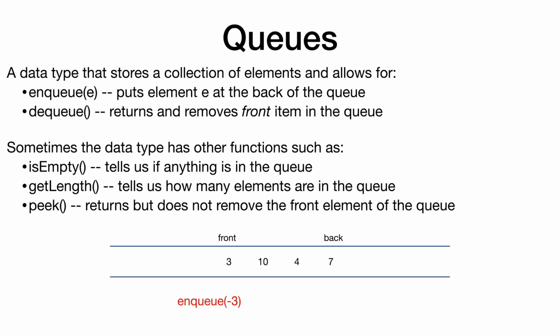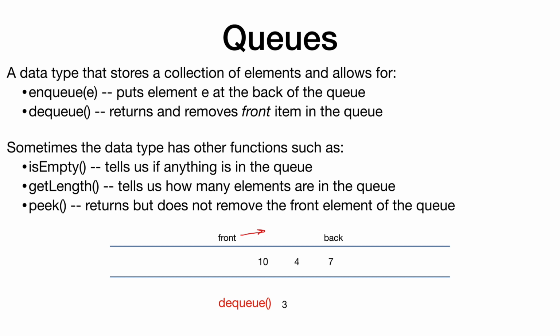Just like we saw before, enqueue of -3 is going to take this -3 and put it at the end of the queue. And really this should move back now to there. It just tells us where the back of the queue is. Similarly, dequeue is going to take this 3 here and pull it out of the queue. And once again, I didn't draw it in, but front would move over to the 10 here.